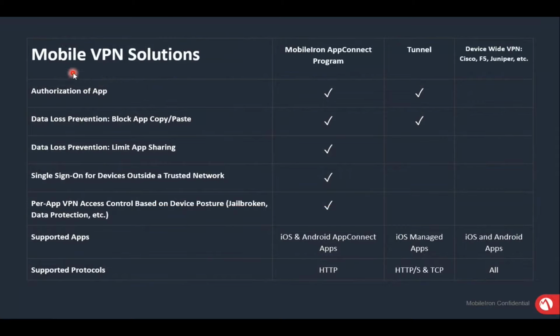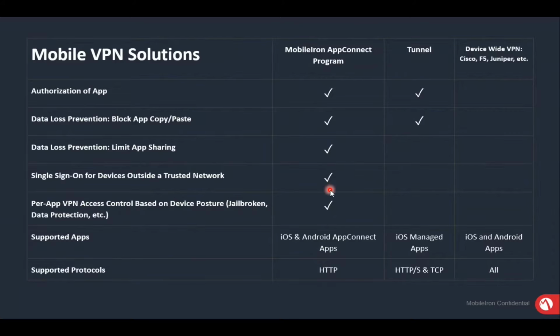So what is the difference between traditional VPN, Mobile Iron App Connect and Mobile Iron Tunnel? Authorization of the app will be done by both App Connect and the Tunnel, and DLP you'll get only within the App Connect application. With Tunnel, you can still have limited features, but you cannot enforce DLP on the third-party application. And single sign-on can be done only on the App Connect apps, as well as per app VPN for the same App Connect apps.